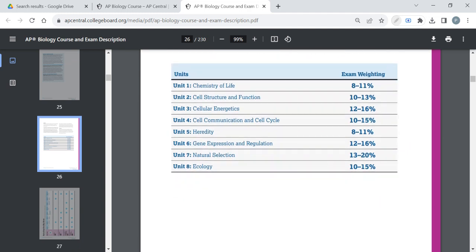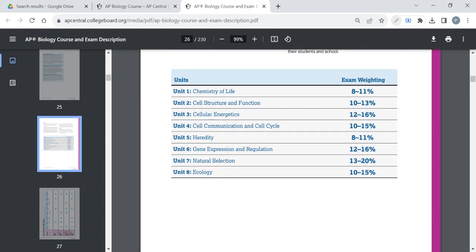This right here is just showing you how the exam is going to be broken down. Unit 1, Chemistry of Life, is 8 to 11%. Cell structure and function, 10 to 13%. The big heavy hitters are ecology and natural selection. That's going to make up about 1/3 of the exam, as well as cell communication.